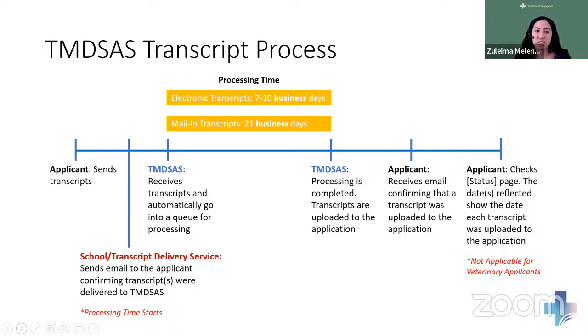It's not enough about just receiving your transcripts. We also have to process them and upload them to your application. So it is only up until that point that you as an applicant can receive an email confirming that the transcript was uploaded to your application. And then at that point, you can go into your status page in your TMDSAS application portal and see that indeed your transcripts are listed on there, and the date reflected will show the date in which your transcript was uploaded to your application.